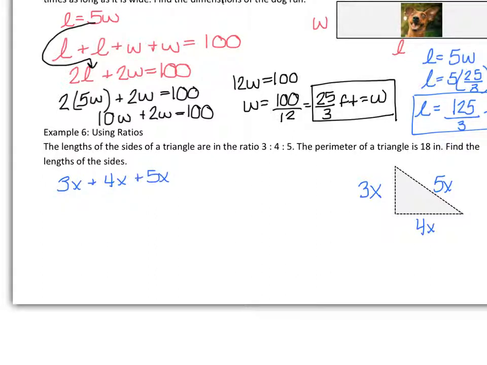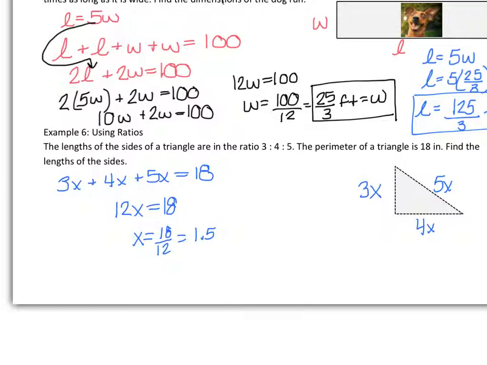So smart. You are all so smart. Okay, do we have like terms? Yeah, they are 3 plus 4 plus 5, so 12. 12x equals 18. X equals what? 18 over 12. 1.5. Okay, 1.5. Now, does that tell us our answer? No. That's just like our factor, okay?